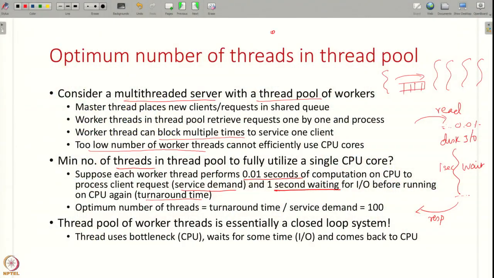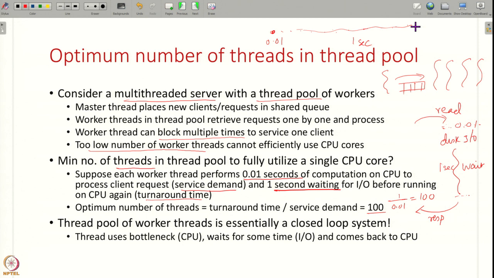So, in this scenario, one thread of course is not enough to fully keep the CPU core busy. Why? Because the CPU core is doing some work for 0.01 seconds and then for the next 1 second there is nothing to do. So how many such threads do you need to fully occupy this CPU core? The answer is once again turnaround time divided by service demand, which is 1 divided by 0.01, that is 100. So if you had 100 threads, each thread doing work for 0.01 seconds, then blocking for 1 second and so on, then these 100 threads together will fully keep your CPU core occupied.